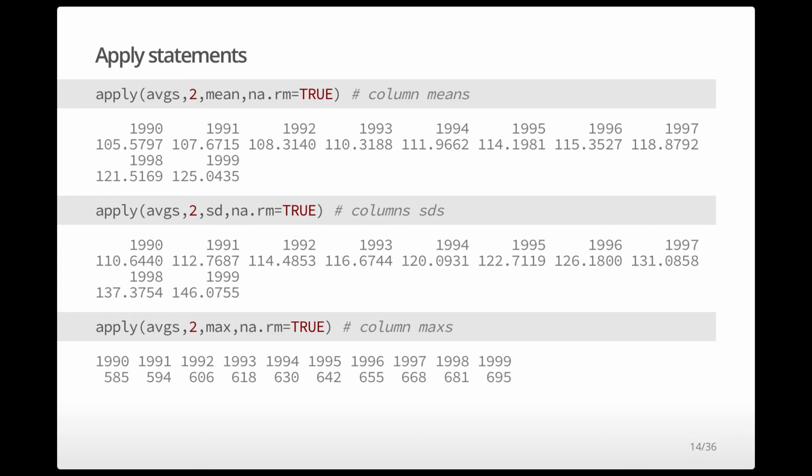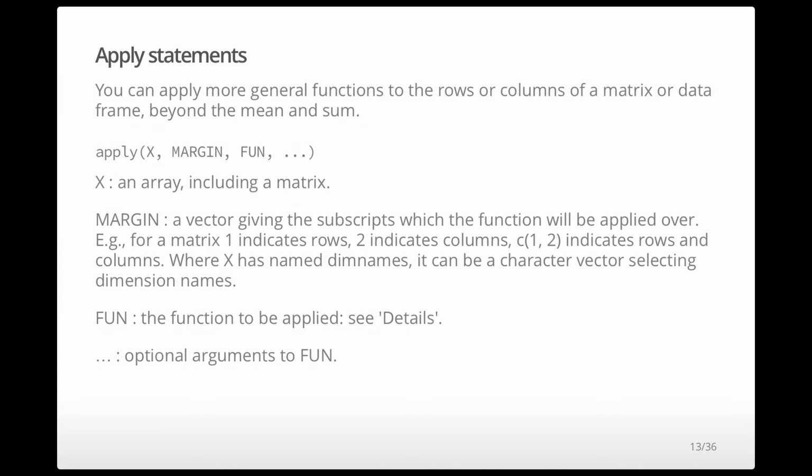So apply: what you put in there, which margin, 1 being rows, 2 being columns, then the function. And then afterwards, you put any additional arguments to that function. What I mean by that is this na.rm corresponds to SD. So again, it's X, margin, FUN, and you'll see this a lot in the help files, dot dot dot. So this says these are optional arguments, so it'll be defined in the help file.